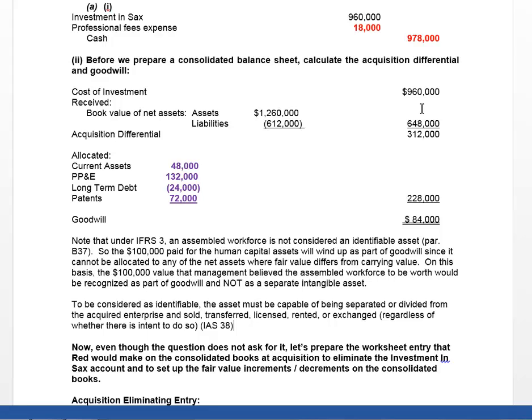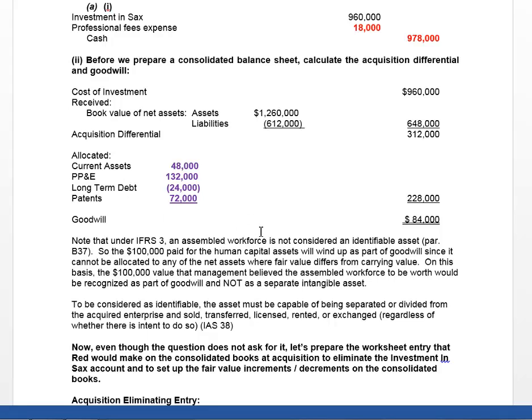So they did pay, as part of this $960,000, $100,000 of it includes the value that they saw in the workforce, but that all gets sloughed off and included in the calculation of goodwill, but not as a separate line item in the allocation of the acquisition differential is our point.